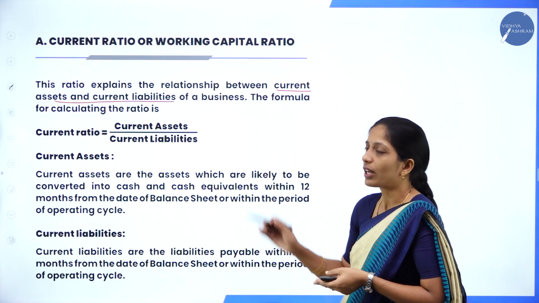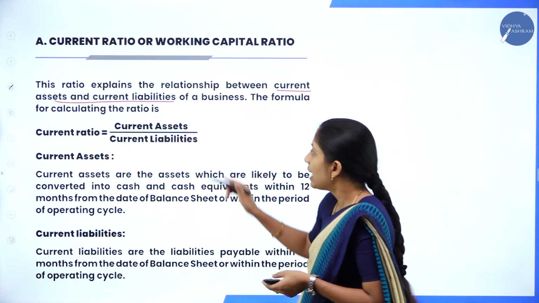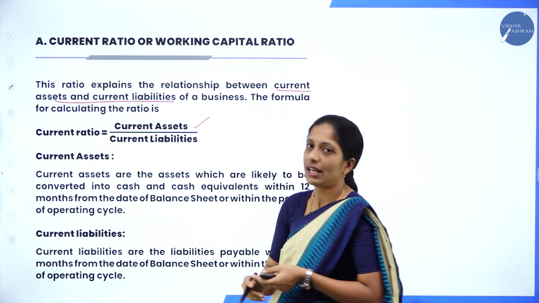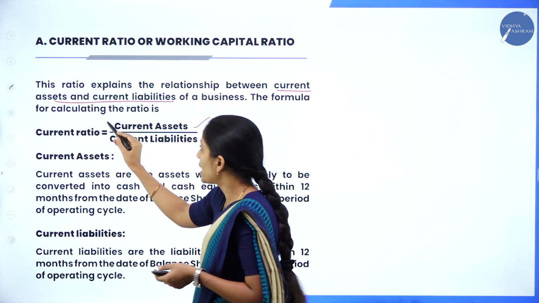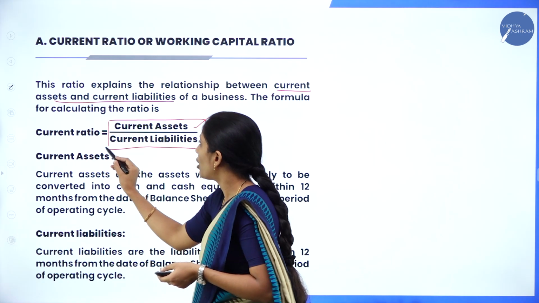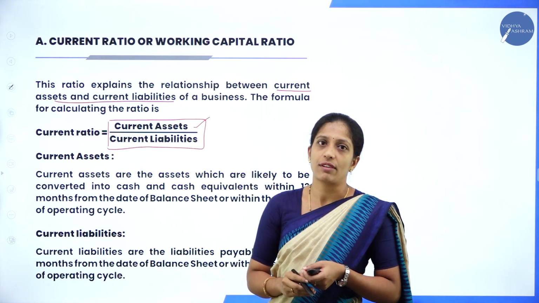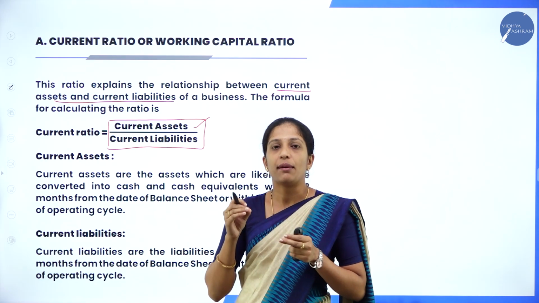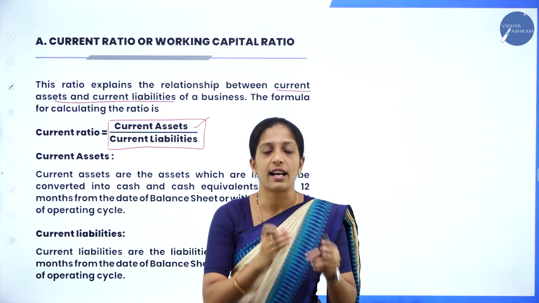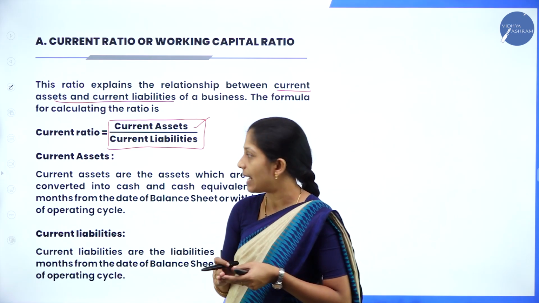The formula for calculating the current ratio is current assets divided by current liabilities. Hope the formula is very simple. So what is the formula of current ratio? Current assets divided by current liabilities. So here we mainly consider our current assets with that of current liabilities.